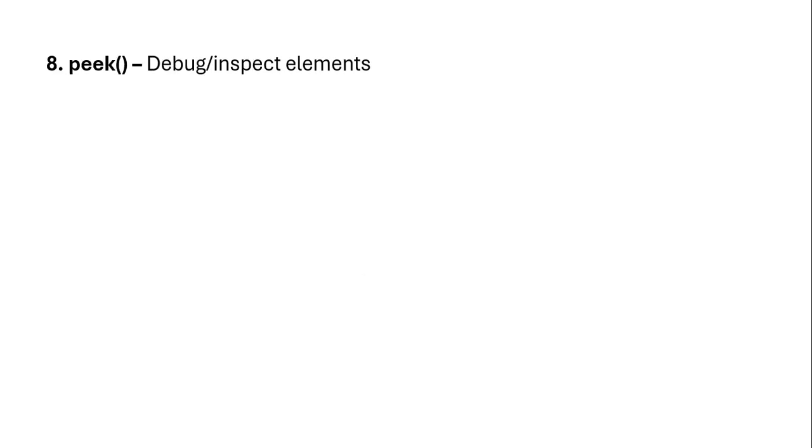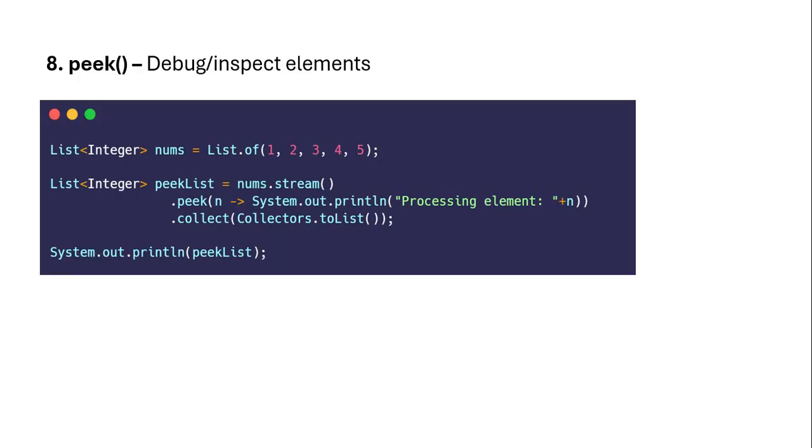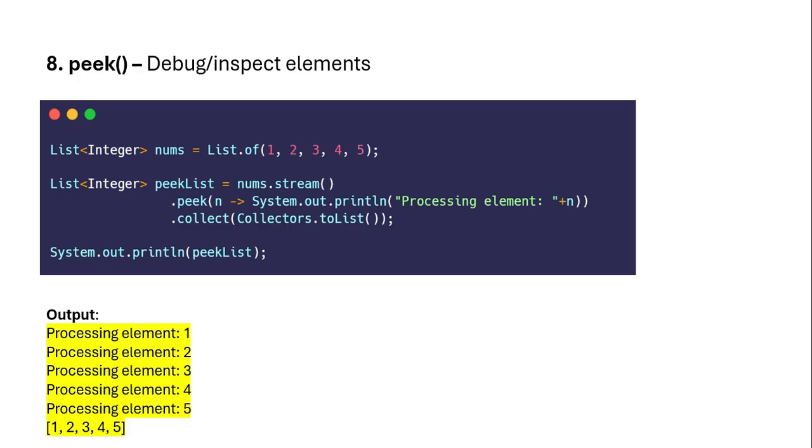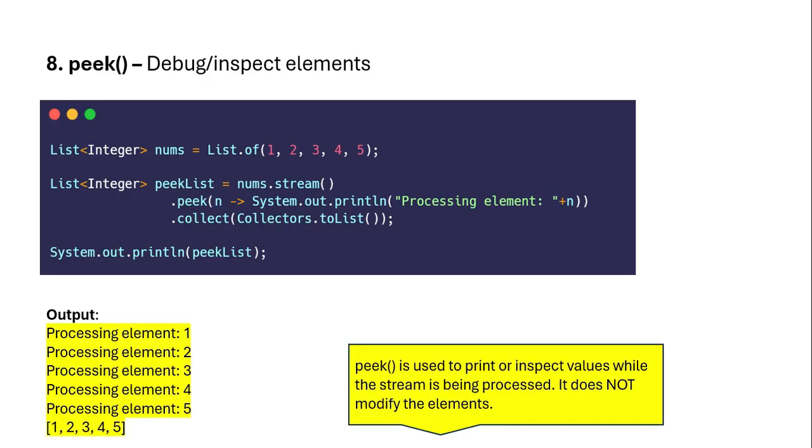So the next one here is the peek method, wherein we are using it to debug or to inspect the elements. For example, here we have a list of numbers and we want to see which number is getting processed. It doesn't do any transformations per se. It is just used to inspect the elements and see which element is getting processed. It doesn't modify anything. It's just used for debugging purposes. So here you can see we have a stream of numbers and we are printing them out, and we find out which element is getting processed, and at the end we are just collecting those elements back.